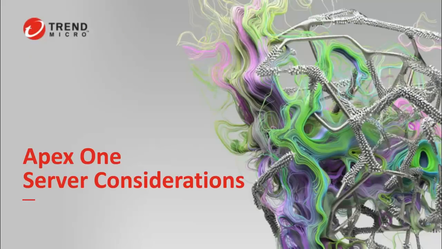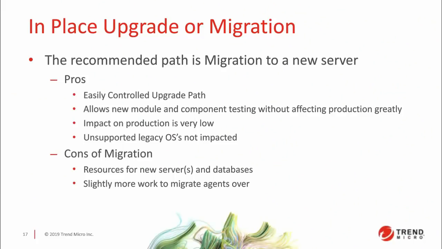All right, now into the Apex One server considerations. Love this part. So we've already had a question today, and I think this might answer that. In-place upgrade or a migration? This is a decision everyone has to make. Do I want to reuse the same server I'm on and just upgrade it, or move on to a new platform? Our recommended path is migration. I would recommend that all day, every day. If you have the resources available, it is the easiest way to go. You can control your upgrade. It'll allow you to test in your environment with the new agent, the new integrated components without affecting production.